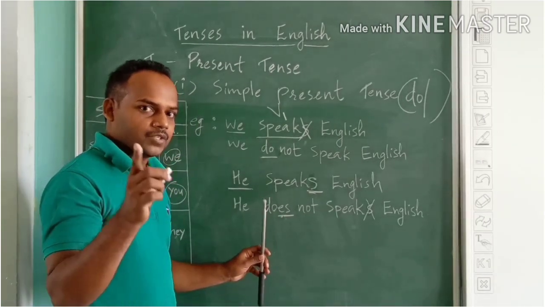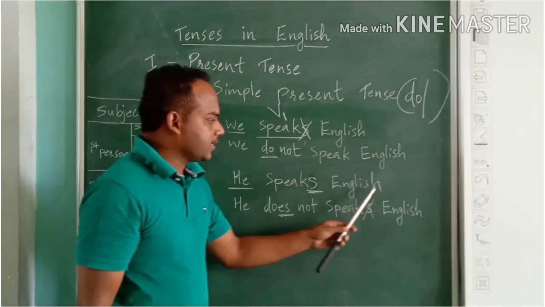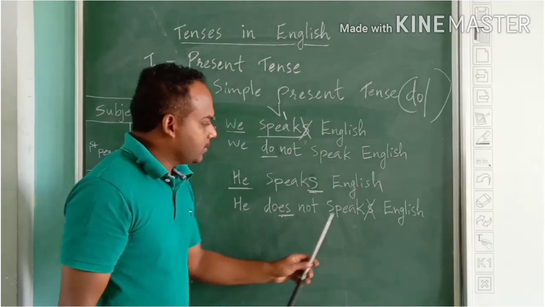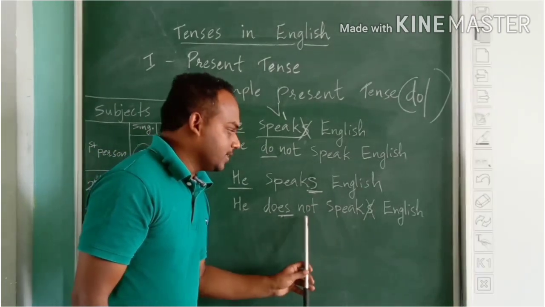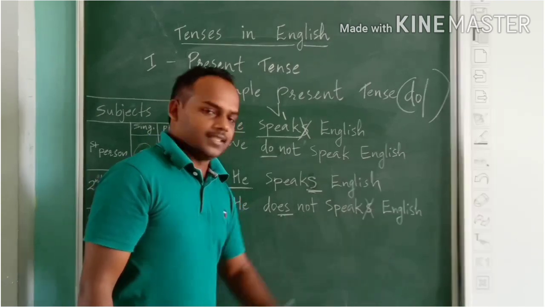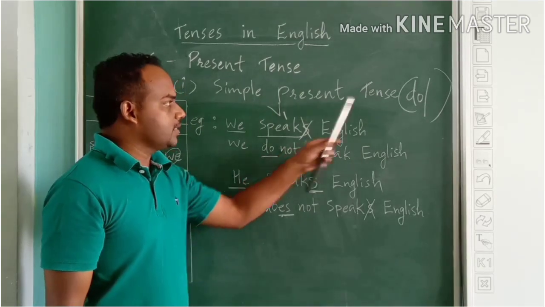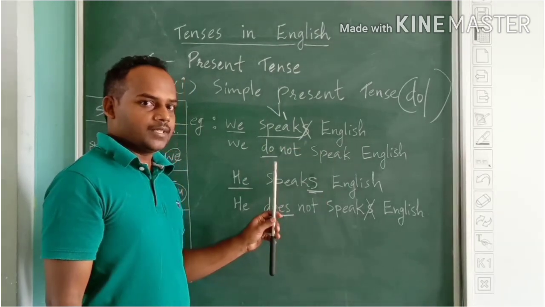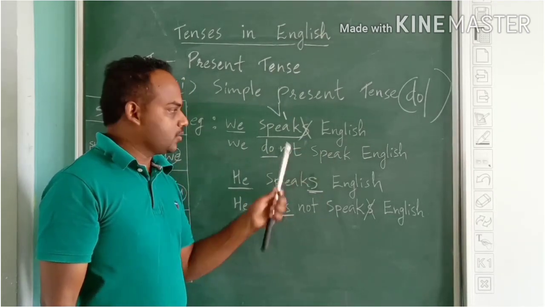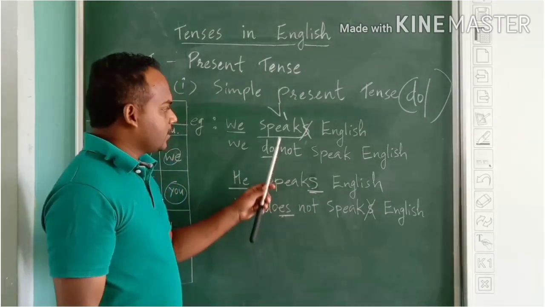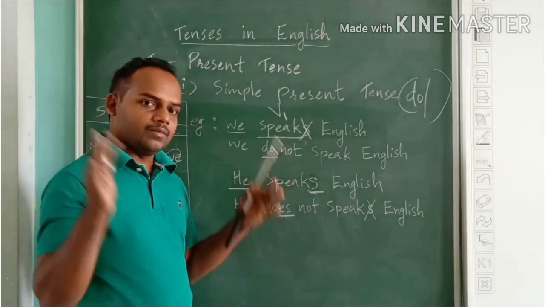Ready? You got understood what I mean here? He speaks English. He does not, speaks is wrong. He does not speak English. Got the idea of this simple present tense in grammatical usage? Hope you understood it very well. And you can substitute this verb with any other verbs.